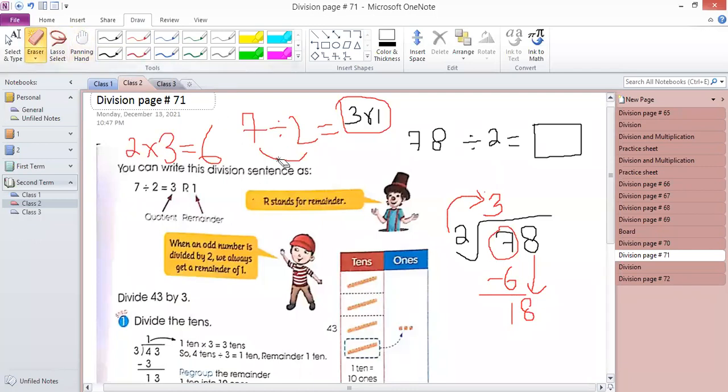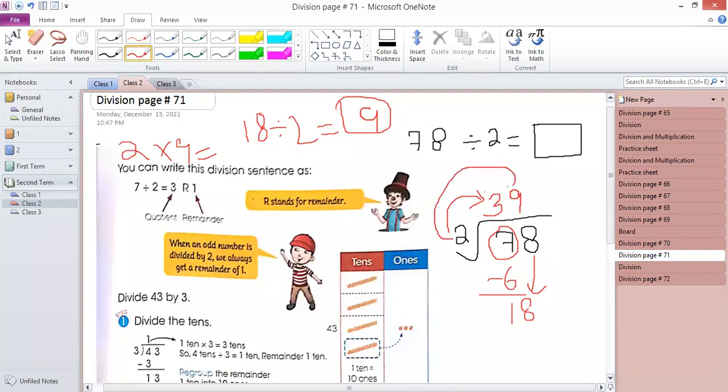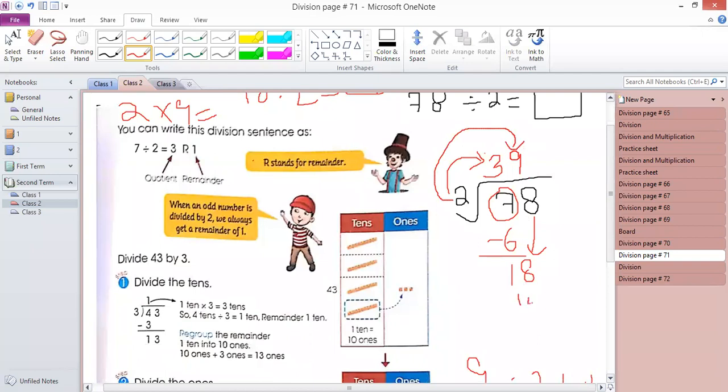Now you have to divide 18 by 2. Again check the table of 2. 2 ones are 2, 2 twos are 4, 2 threes are 6, 2 fours are 8, 2 fives are 10, 2 sixes are 12, 2 sevens are 14, 2 eights are 16, 2 nines are 18. So 18 divided by 2 equals 9. Multiply this 2 with this 9. 2 nines are 18. Write 18. 18 minus 18, 0 remainder, and the answer is 39.